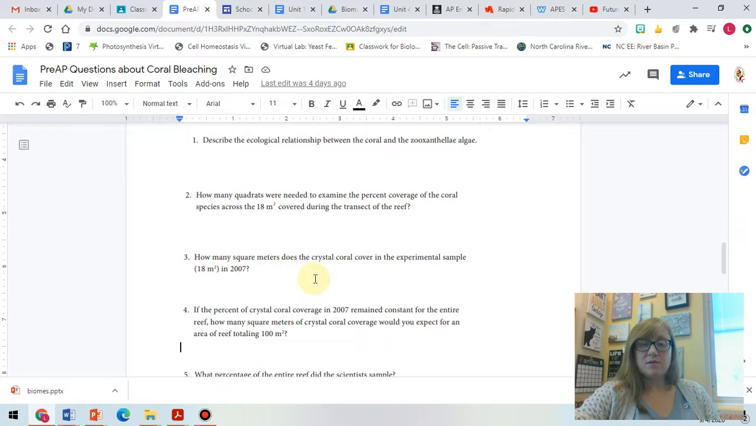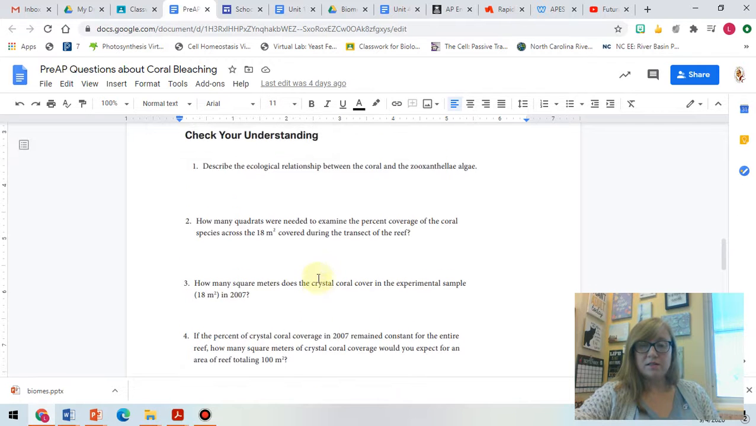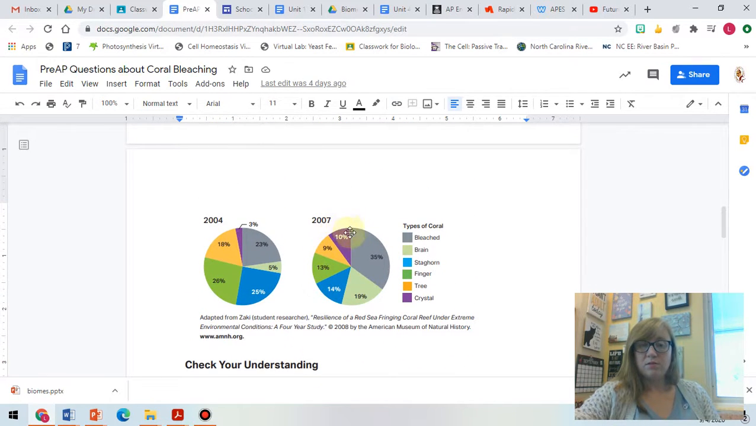How many square meters does the crystal coral cover in this experimental sample? Well, it's telling us it's 10%. So you multiply 10% by the total area, and that number will give you the area covered just by crystal coral. Easy.